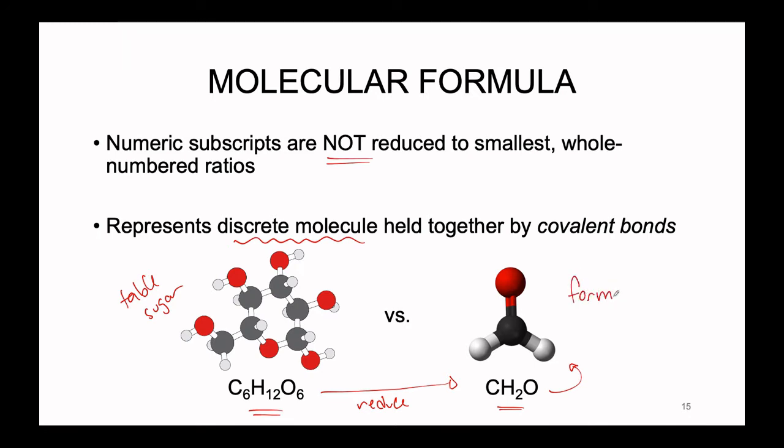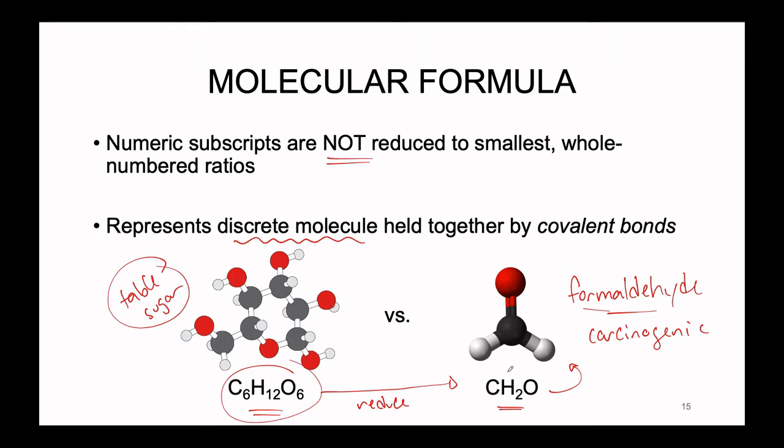CH2O is formaldehyde, which, if you've never worked with or never heard of it before, used to be, like in the olden days, used for embalming. It is a very strong preservative, but it is also highly carcinogenic. It causes cancer, right? So table sugar versus formaldehyde, these are two very different compounds. They have very different chemical and physical properties. One, though, is 6 times larger. It has 6 times the number of carbons, hydrogens, and oxygens than the other.